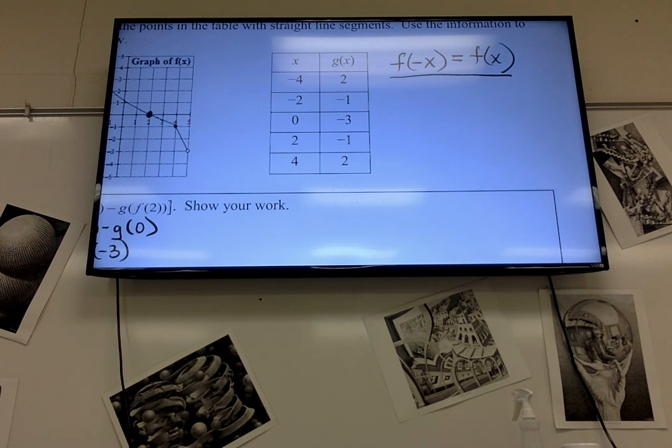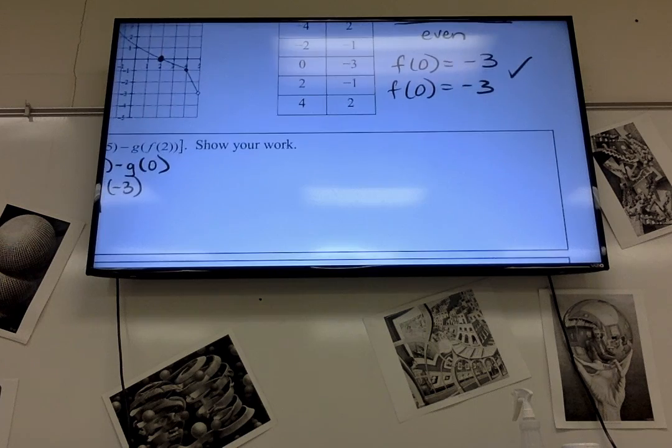What is that a definition of? Even. That's even. Okay, let's see if the other ones work. If I plug in negative 2, I get negative 1. So if I plug in positive 2, I also get negative 1. So that works. Now 0 is the tricky one. So if I plug in 0, I get negative 3. And if I plug in negative 0, which is still 0, I still get the same thing. So yes, it's even. So now I got to figure out how to show that.